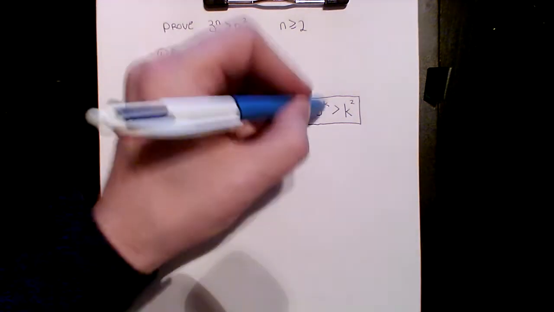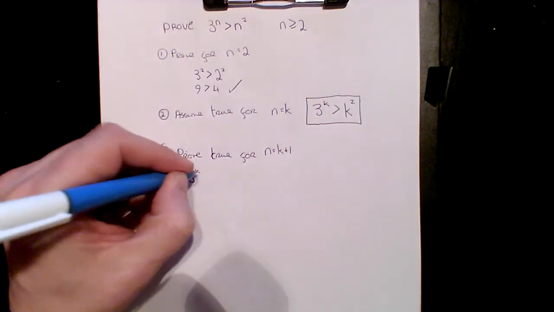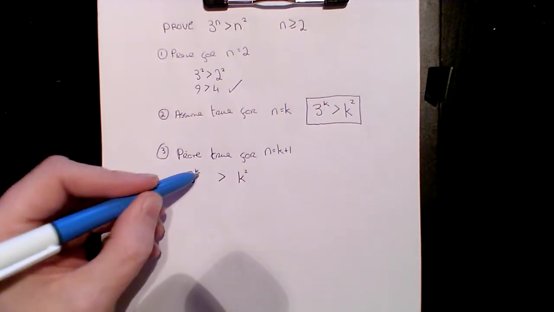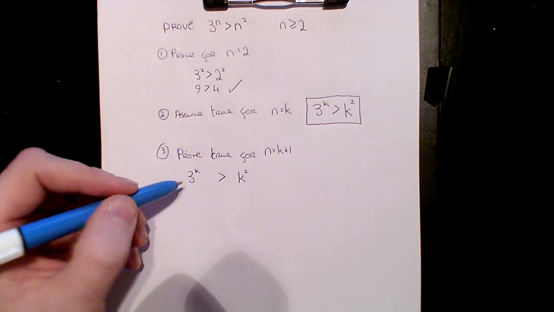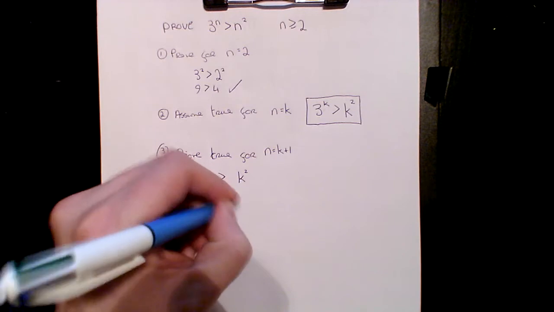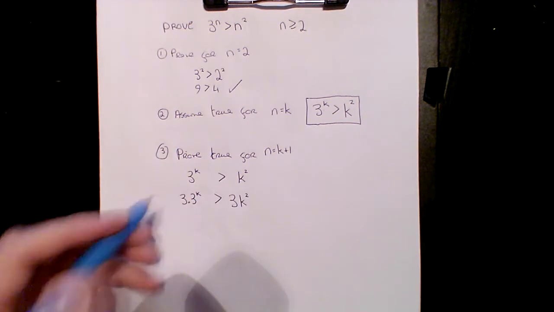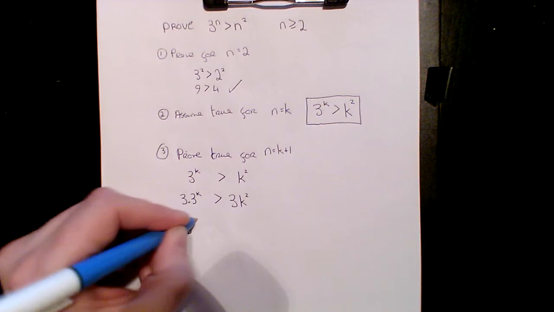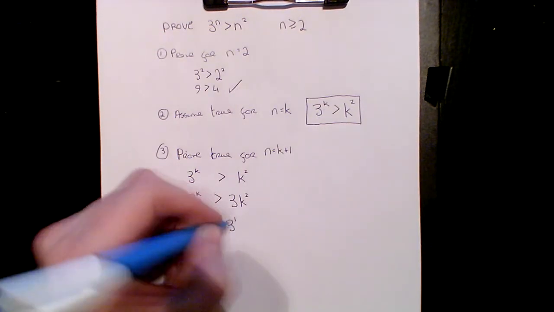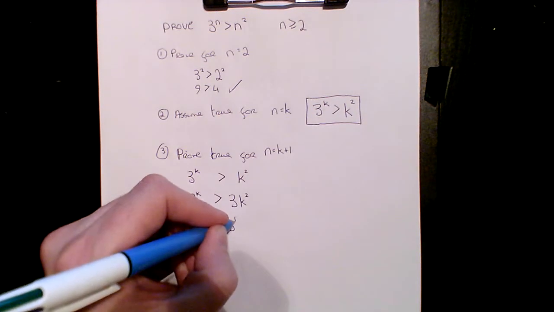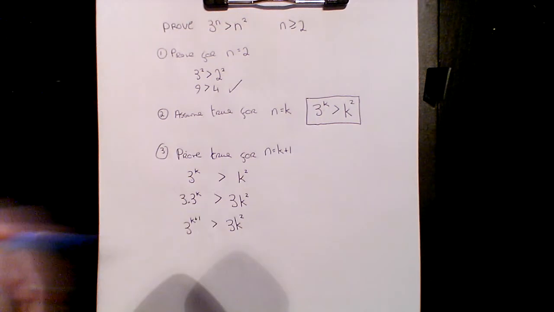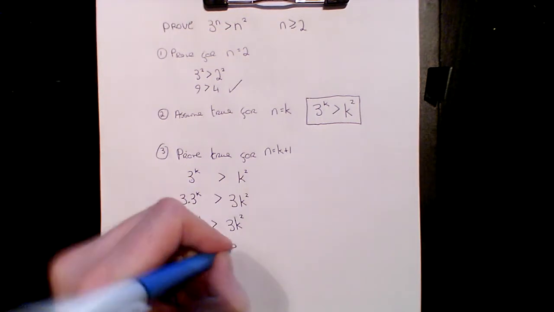Okay, so I'm going to take this and I want to make this 3^(k+1). So what do I have to do? Well, if I multiply it by 3, multiply this by 3 then as well, do the same to both sides, I can change this into 3^(k+1). It's greater than 3k squared. Okay, so I'm going to call that a and that b.